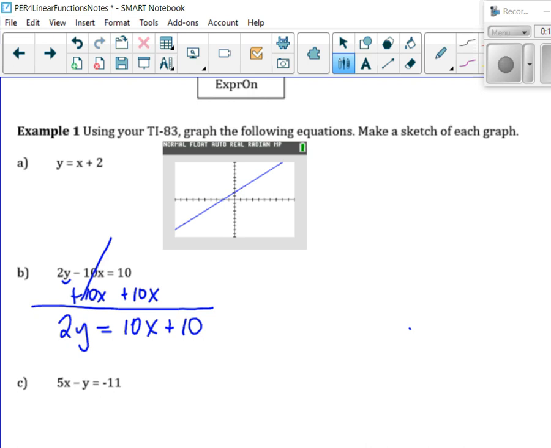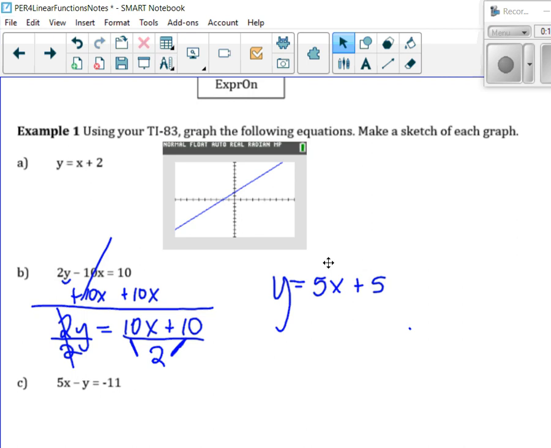So now to get y by itself, I have to get rid of the 2. How do I do that? Divide by 2 on both sides. Okay? Y equals, what is 10x divided by 2? 5x. What is 10 divided by 2? 5. Does everybody see the 2 is dividing both the 10 and this 10? You learned that in grade 9, right? So now we're going to put this into our calculator, 5x plus 5.